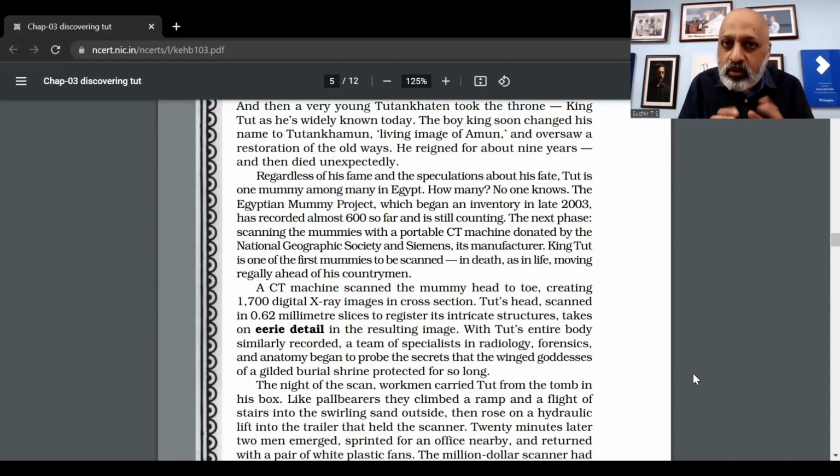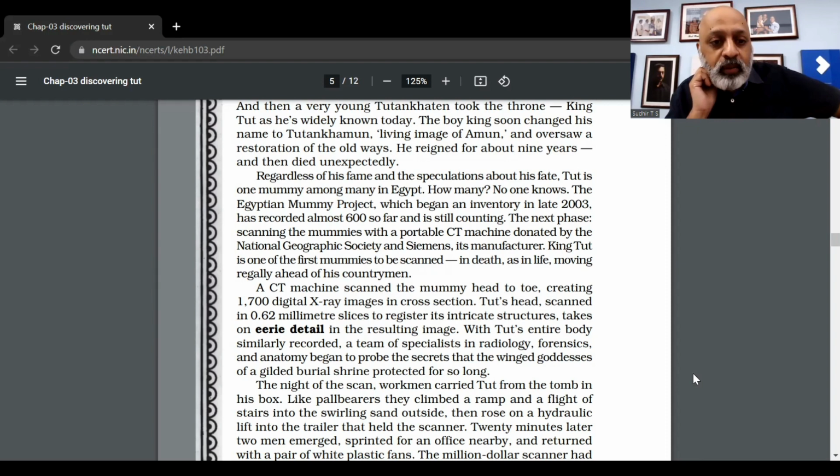on eerie detail, you know, you almost feel, what is happening, we are CT scanning something so many years old, right? But Tut's entire body was similarly recorded. A team of specialists in radiology, forensics, and anatomy, different sciences' specialists coming together to probe, to investigate the secrets that the winged goddesses of a gilded burial shrine protected for so long.